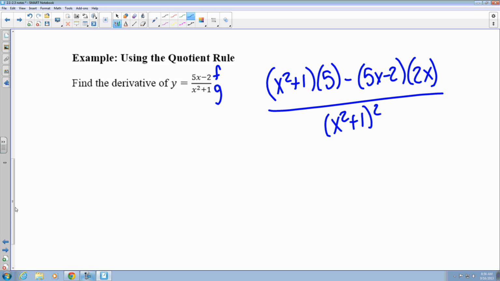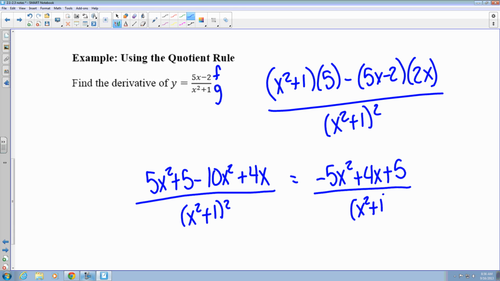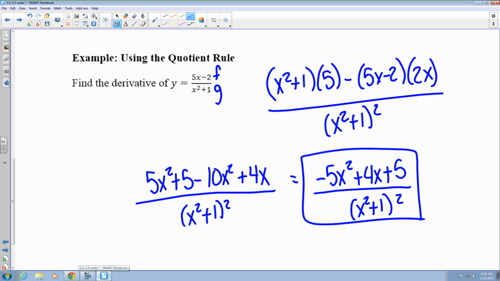So simplifying on top, 5x squared plus 5 minus 10x squared plus 4x. Combine all the like terms, we just have the x squared terms in common. Put it in descending order of power. We can leave our answer like that.